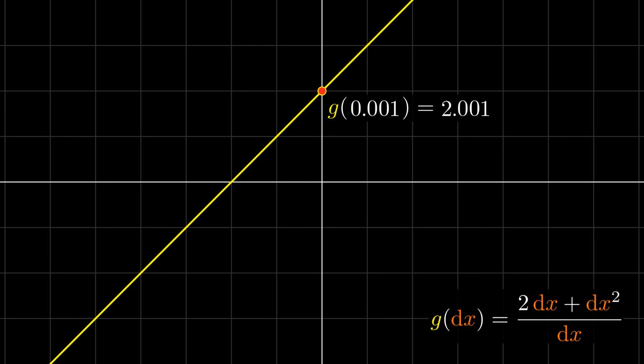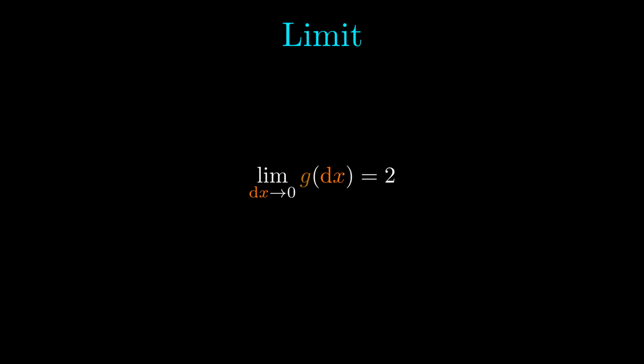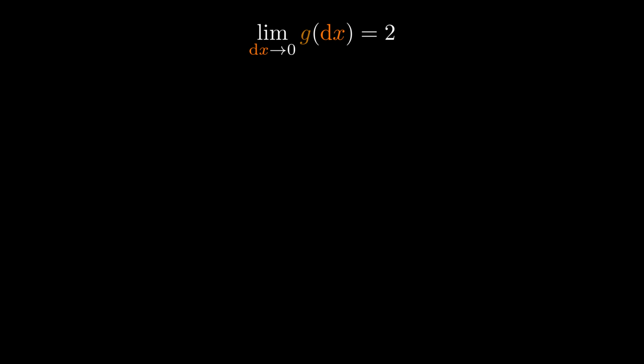But how can we formalize this notion? First, let's give a name to what we are talking about. We just described 2 as the limiting value of the function as dx got close to 0, so let's call this a limit. Currently, we have been saying that as dx approaches 0, g of dx approaches 2. Let's say then that the limit of g of dx as dx goes to 0 is 2. Let's abbreviate this with this notation. So how can we formalize what this notation means?